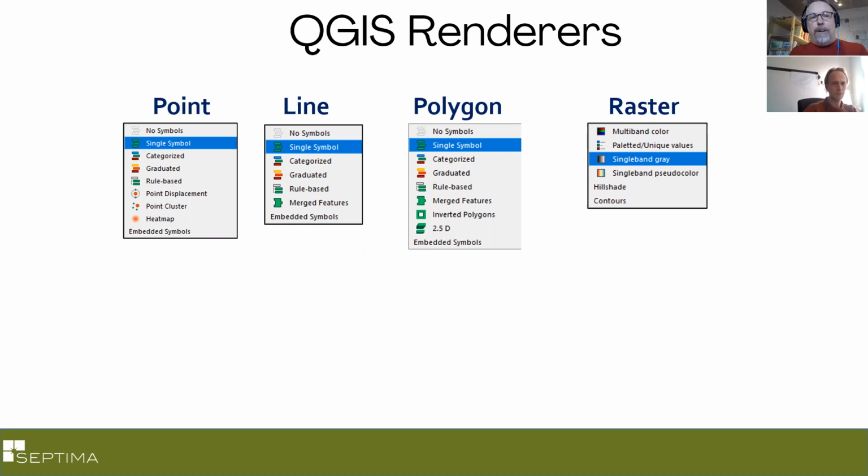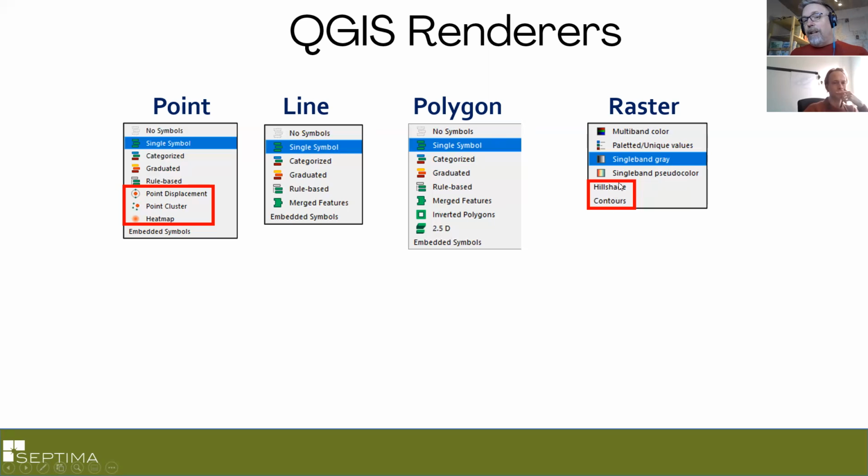But there are some very unique renderers in QGIS, such as these that we'll look at today, for points: point displacement, point cluster, and heat map, that allow you to render tightly clustered points in a much more helpful way. If we look at the raster renderers here, we have ones for satellite imagery, multi-band color. We have unique values for categorical rasters. The default is single band gray.